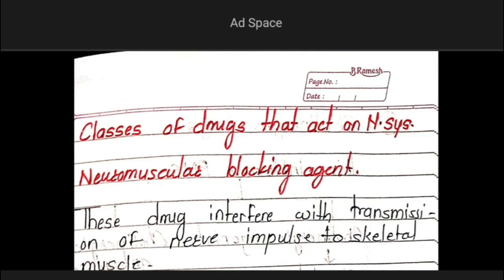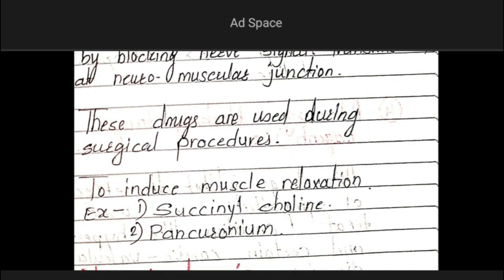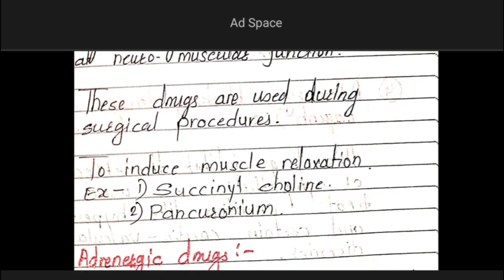Classes of drugs that act on the nervous system. Neuromuscular blocking drugs. These drugs interfere with the transmission of nerve impulses to skeletal muscle. These drugs cause muscle paralysis by blocking nerve signal transmission at the neuromuscular junction. These drugs are used during surgical procedures to induce muscle relaxation, for example, succinylcholine and pancuronium.